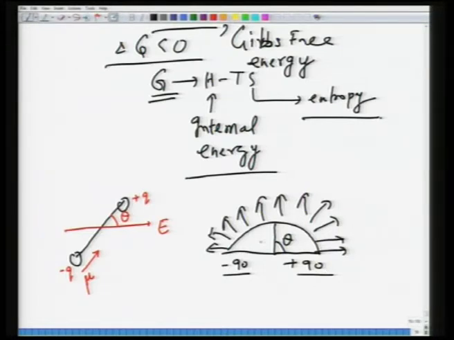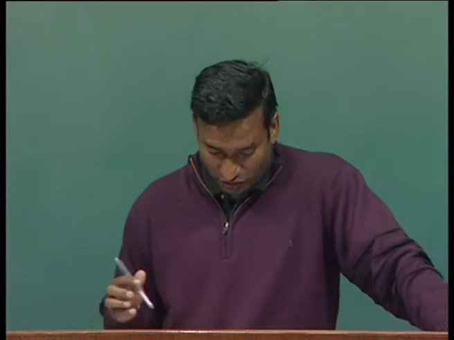But since you have a net slight tendency of dipoles to align in the direction of the applied field, as a result you will have a net number of dipoles which are finitely aligned, or a net number of dipoles aligning with the applied field, giving rise to a net dipole moment, and that we will calculate in a while. So this is the picture.